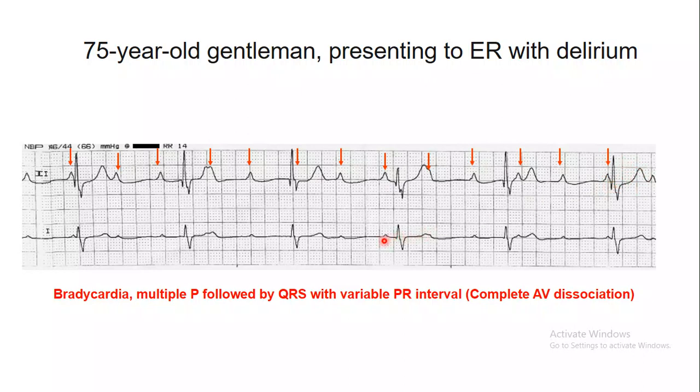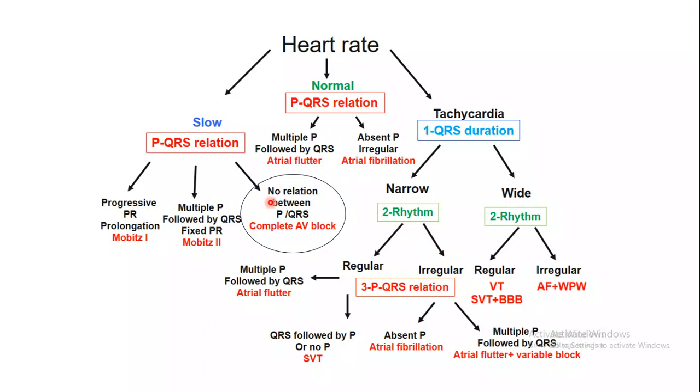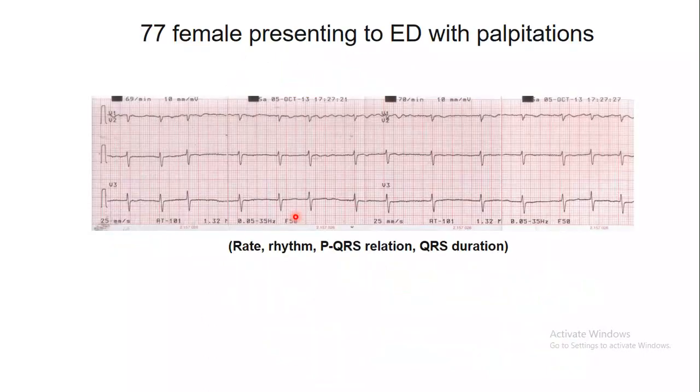So we have complete loss of association or harmony between the atrium and ventricle. So this patient has complete heart block or third degree heart block. There is complete AV dissociation. And going back to our algorithm, a bradycardic patient with loss of P-QRS relationship means third degree or complete AV block.